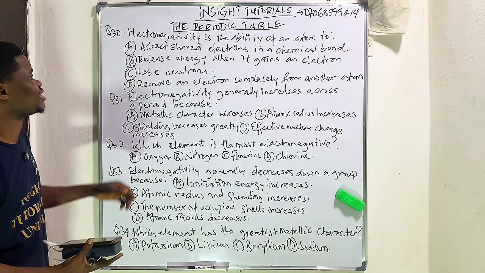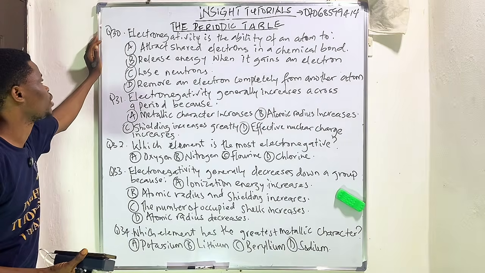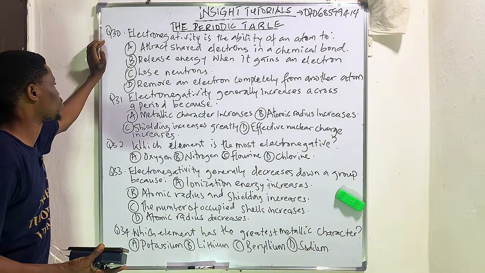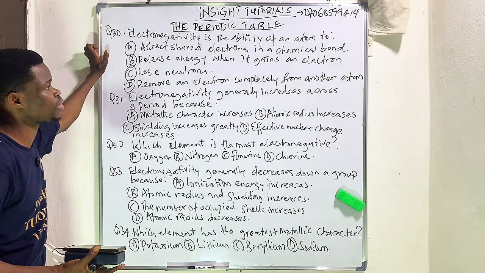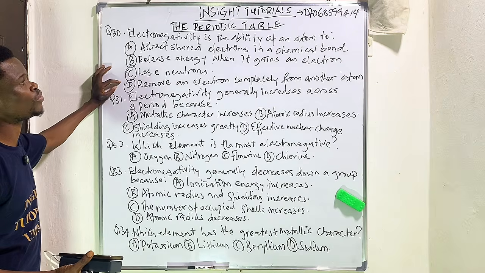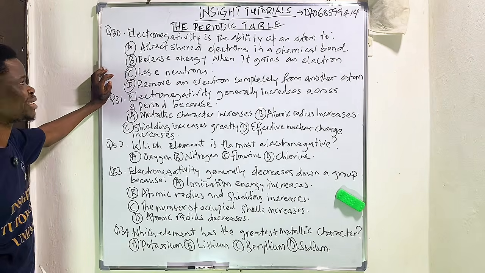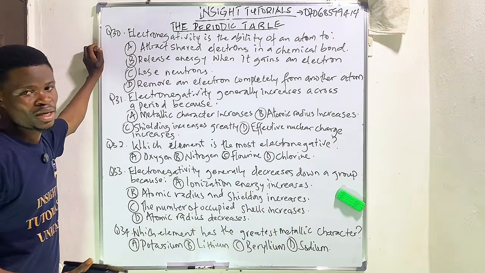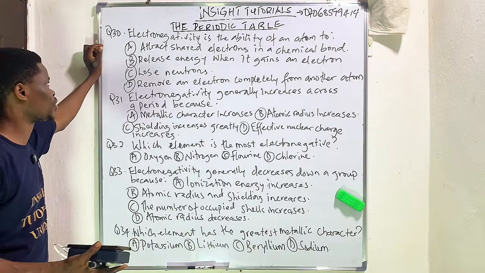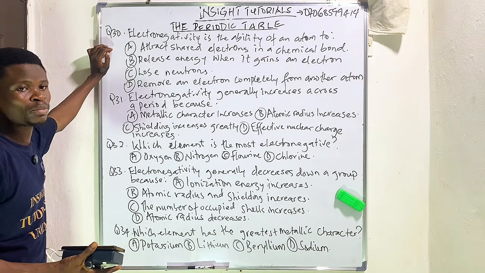All right, electronegativity is the ability of an atom to, A says, attract shared electrons in a chemical bond. B says, release energy when it gains an electron. C says, lose neutron. D says, remove an electron completely from another atom. Electronegativity does not remove an electron completely from another atom, and it doesn't release energy when it gains an electron, right? It doesn't lose neutron either. So the correct option is attract shared electrons in a chemical bond, right?